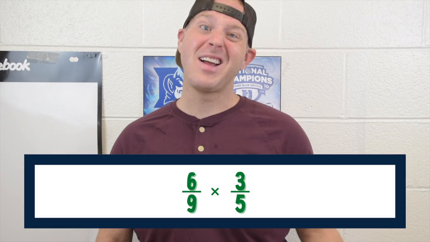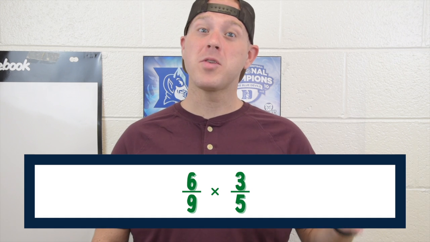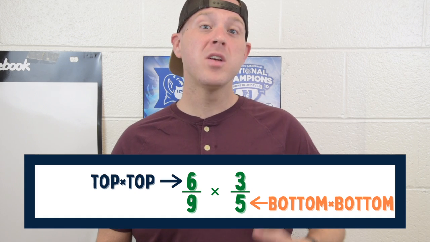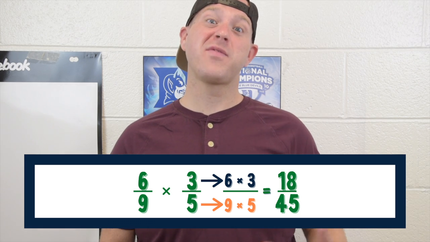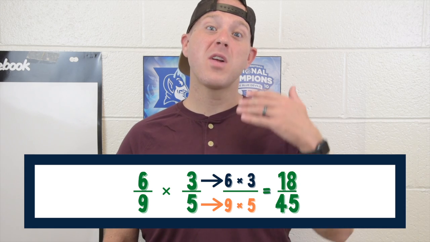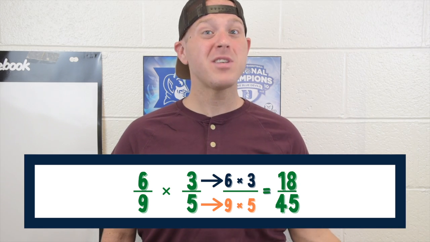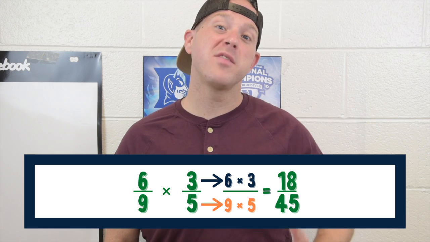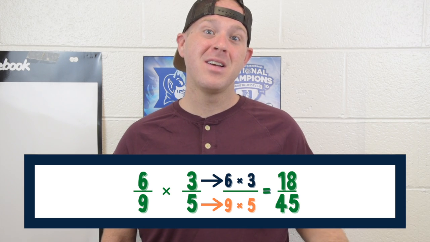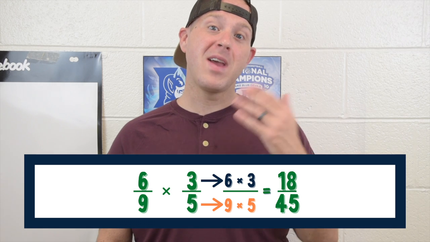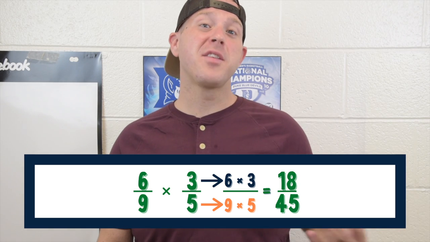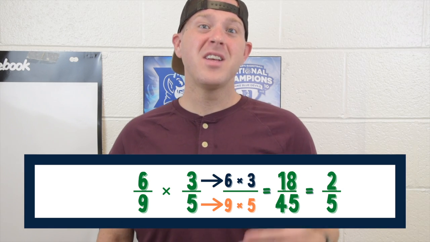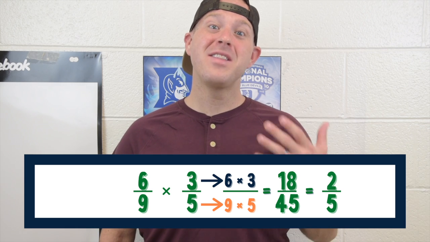So let's say we have 6/9 times 3/5. Well, remember, top times top, bottom times bottom. So we're going to do 6 times 3, which is 18, and 9 times 5, which is 45. And then we're going to have 18 over 45. And now all we got to do is simplify the fraction. Well, both those numbers are divisible by 9. So I'm going to divide both those by 9. So 18 divided by 9 is 2. 45 divided by 9 is 5. So the final answer there is 2/5. So as you can see, it's a lot easier than adding fractions.